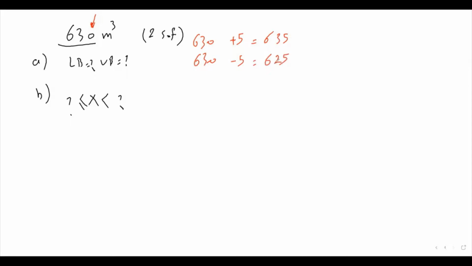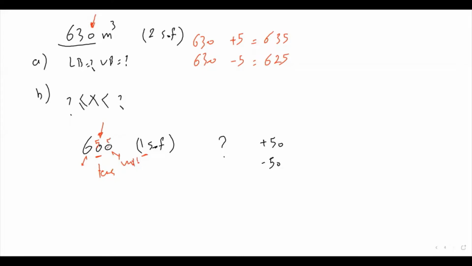Let's say, as a practice, this number was 600 to one significant figure. What would you do to get the upper and lower bound? You would add and subtract 50 to this number, not 5 anymore, because this is one significant figure. You have to look at the second digit, and that position is not units anymore, it's tens. This is units and this is hundreds.